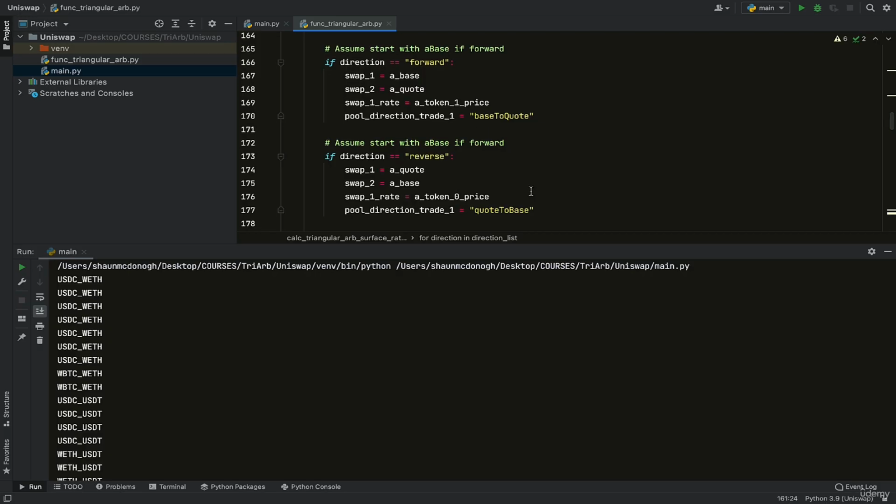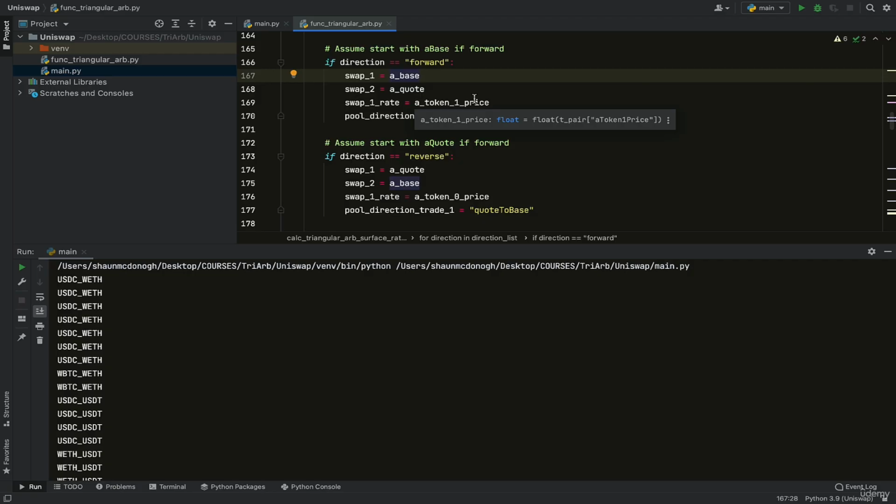So this is where we are starting with a base, or starting with, I should actually correct some of the comments here. This was a quote. And deciding whether we're trading forward or reverse. And so here we're going to look at the forward examples, and then the reverse is just the opposite way around. So for the forward examples, the swap 1 is going to be a base. And what this means is we're saying that we're starting with a base.